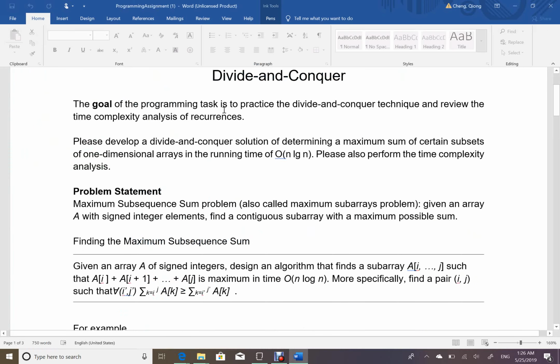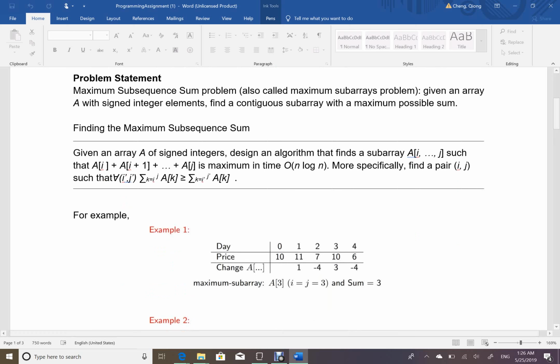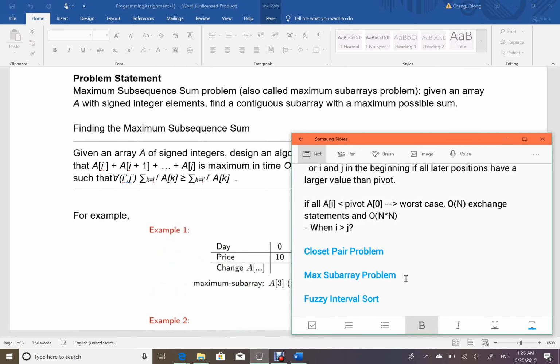The goal for this problem task is to practice the divide and conquer technique and review the time complexity analysis of recursion. Please develop a divide and conquer solution to determine the maximum sum of a contiguous subarray of a one-dimensional array in running time O(n log n). Please also perform a time complexity analysis. Let's explain what the story context is in this study.